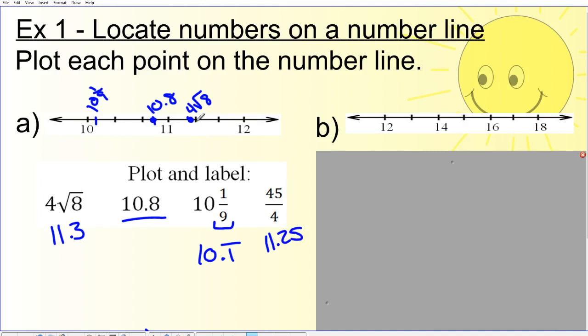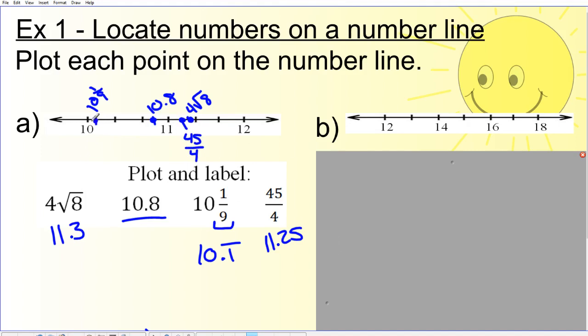Okay, so if this was 11.3, this guy's just a teensy bit smaller. So I'm going to go just over here a little bit. It's probably honestly a little bit closer, but I needed the space, so I had to scoot it over a little bit, or else these two dots would be almost on top of each other. Okay, so I'm going to call that guy 45/4.